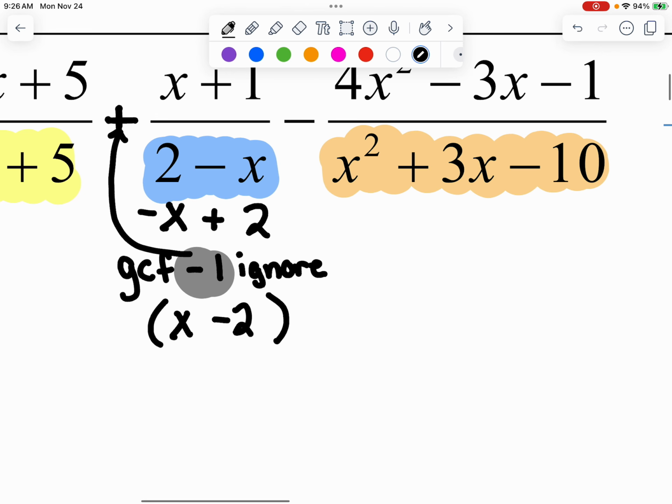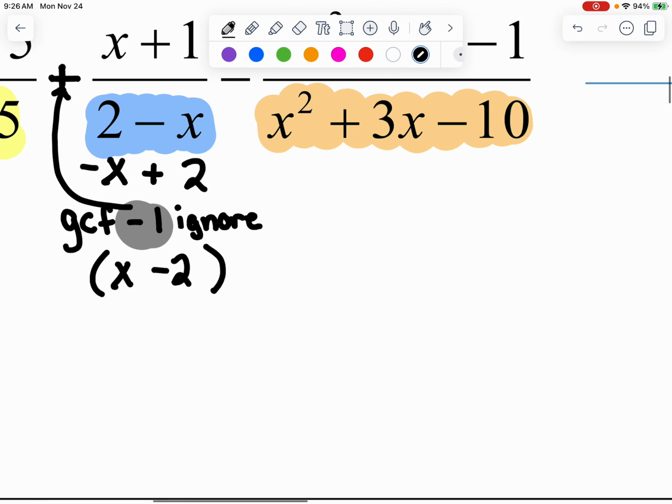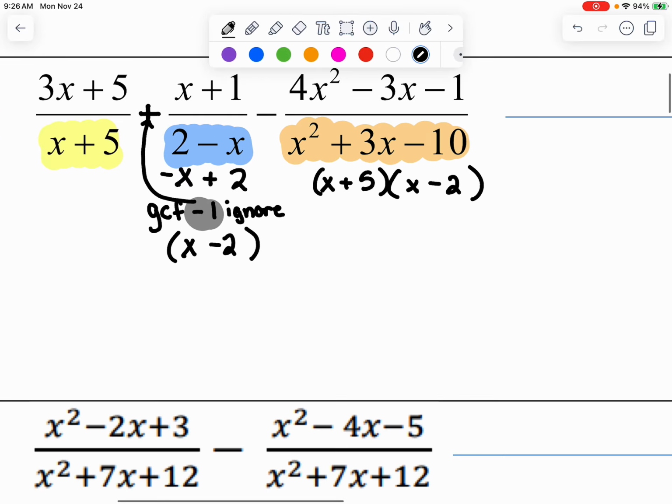I am hoping that you tried to factor the orange on your own. There's nothing I can do to force you to do that, obviously, but you should have factored this. Things that multiply to -10 and add to 3 will be +5 and -2. All right. So I'm going to re-highlight the denominators. So this is the new blue denominator. This is the new orange denominator.